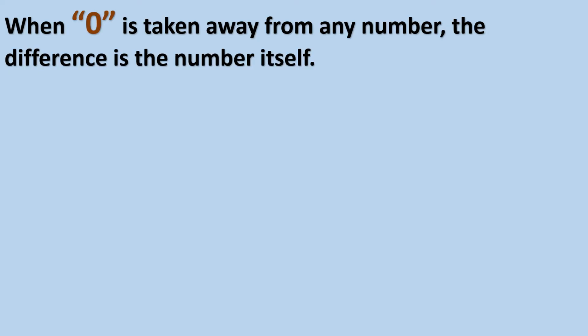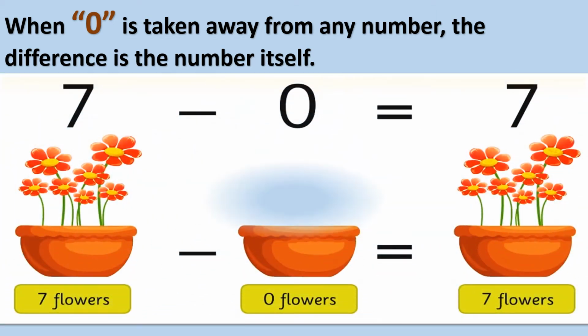Now children, let's learn something important. When 0 is taken away from any number, the difference is the number itself. Let's do some examples. So we can see 7 flowers in a bunch, and if I take away 0 flowers, the answer is same as 7. So 7 take away 0 is same as 7.